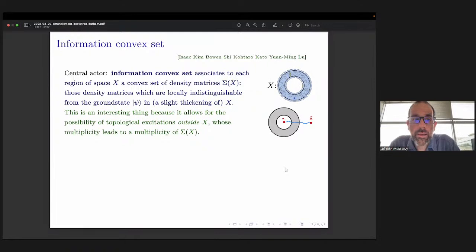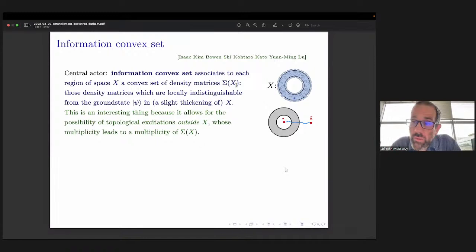And the definition is the set of density matrices which are locally indistinguishable from the reference state, from the given state. By locally indistinguishable, what I mean is you look at any little ball inside the region X and demand that the density matrix that we're looking at is the same as the reference state on that little ball. So this is a strong condition, right? It demands that local operators can't distinguish between the reference state and an arbitrary state in the information convex set. But there is nevertheless non-trivial information in the set of density matrices because, so here's a very useful picture to think about.